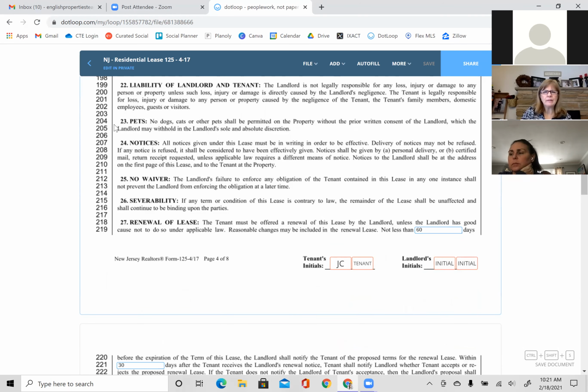Liability. So liability of the landlord and the tenant. The landlord's not responsible for any loss or damage to their person or property unless it was caused because of their negligence.